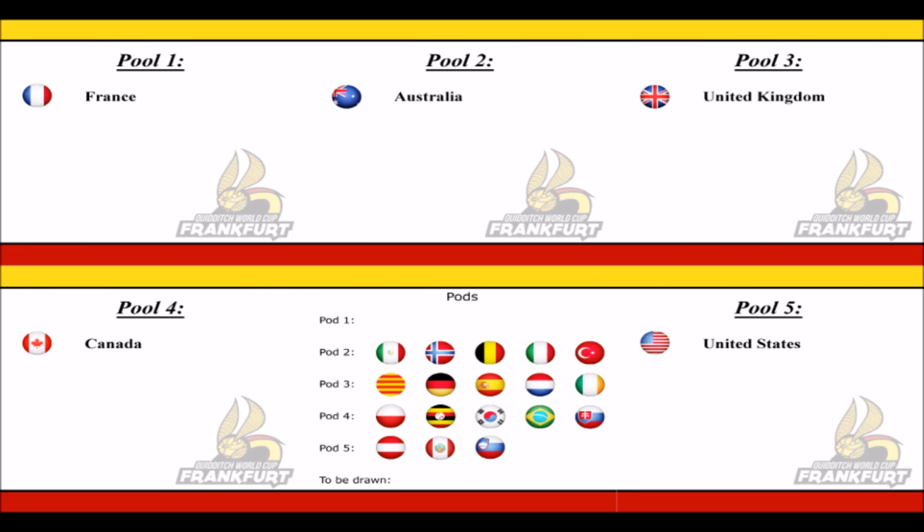Moving on to Pod 5, Pool 1 draws Slovenia. Pool 2 does not draw a 5th team. Australia will compete in a pool of 4. Pool 3 draws Austria. Pool 4 draws Peru, leaving Pool 5 in the United States also with a pool of 4.